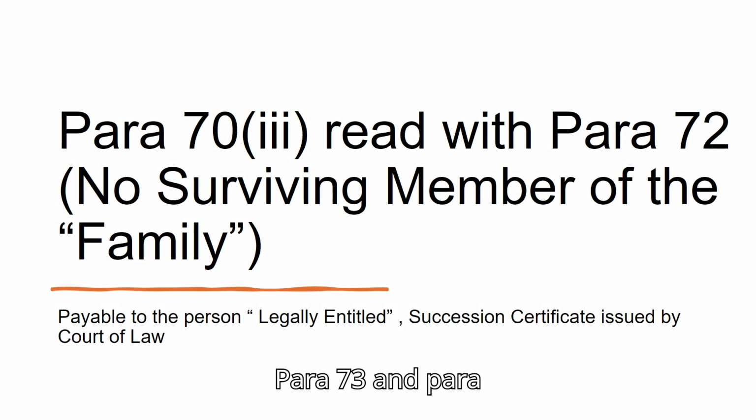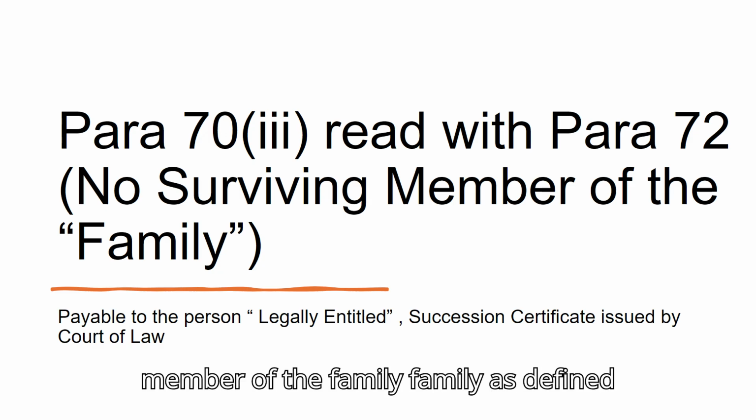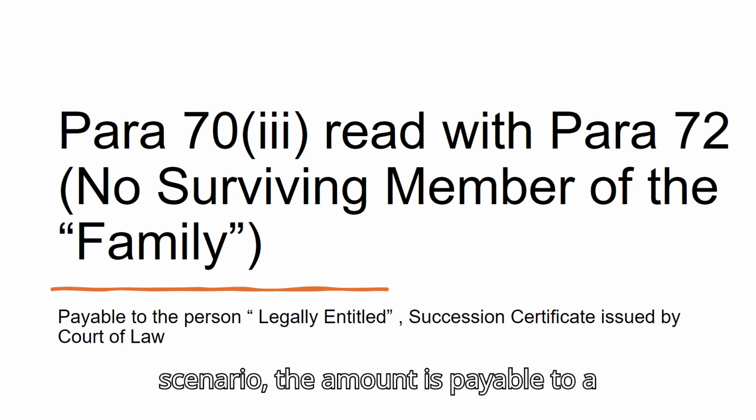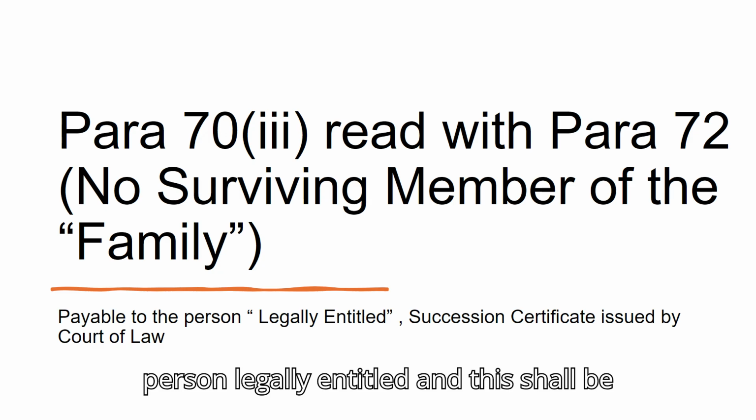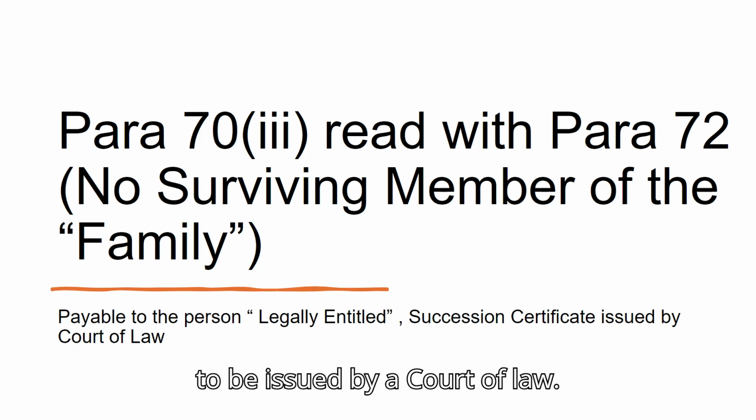Para 73 and Para 72 relate to when there is no surviving member of the family as defined under the EPF scheme. In such a scenario, the amount is payable to a person legally entitled, and this shall be decided based on a succession certificate to be issued by a court of law.